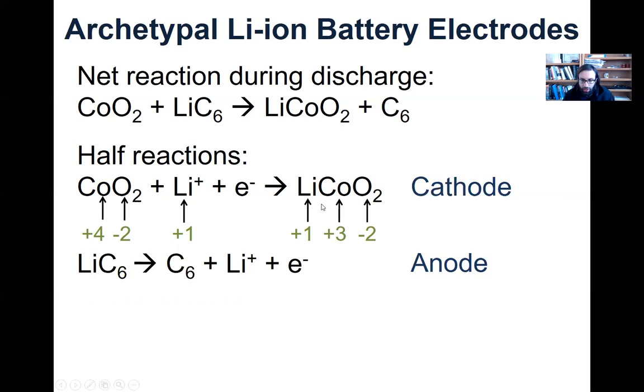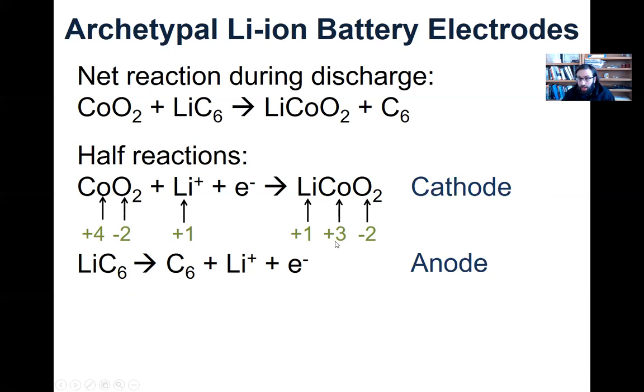And so we have to figure out what this is. We have two minus 2s, that's a total of minus 4. Then we have a plus 1 that gives us a minus 3, and the whole thing is neutral, so that means cobalt better be plus 3. And so you can see that what happened is oxygen and lithium did not change oxidation numbers. They stayed at minus 2 and plus 1 respectively. But cobalt changed from plus 4 to plus 3.